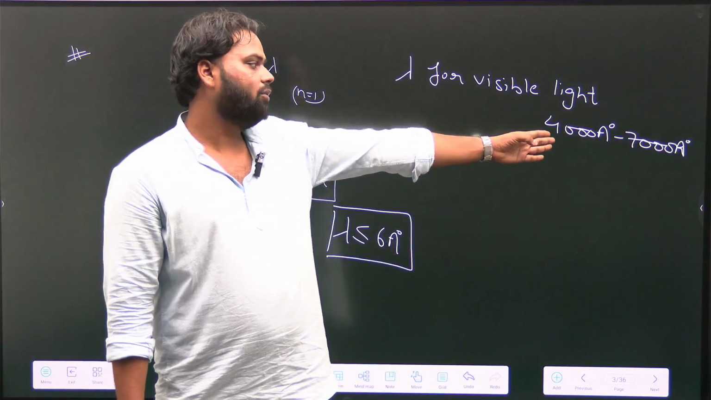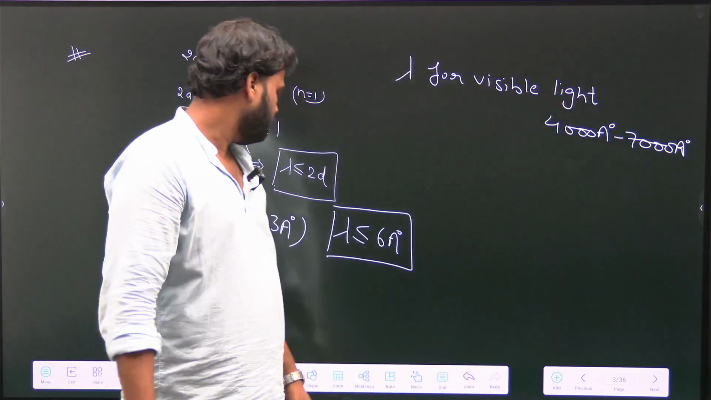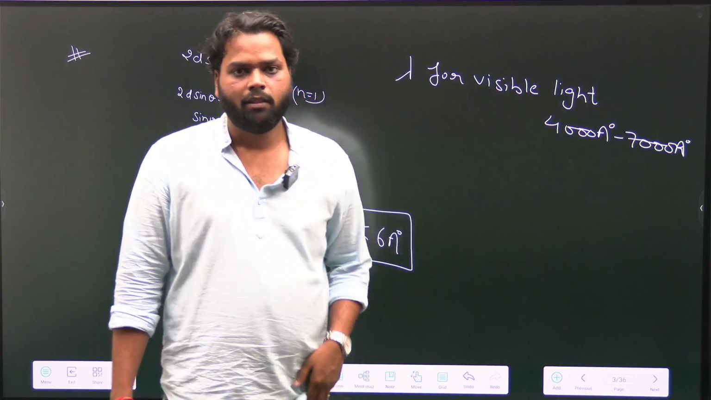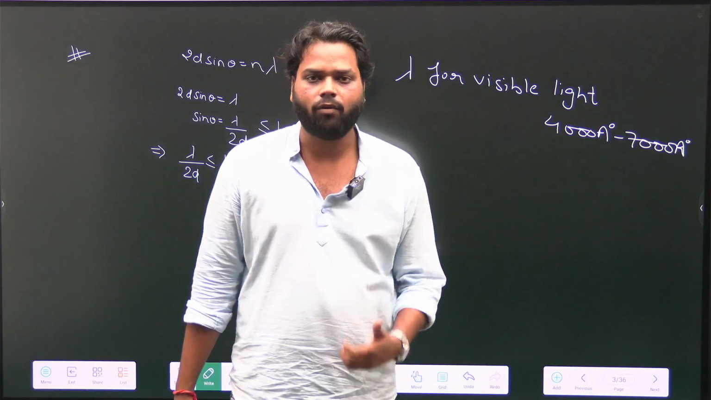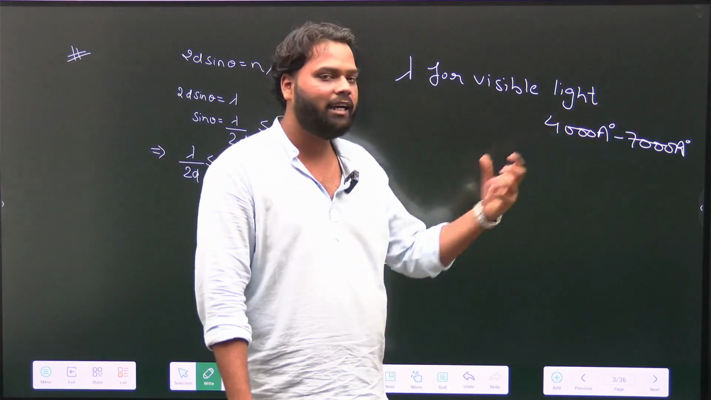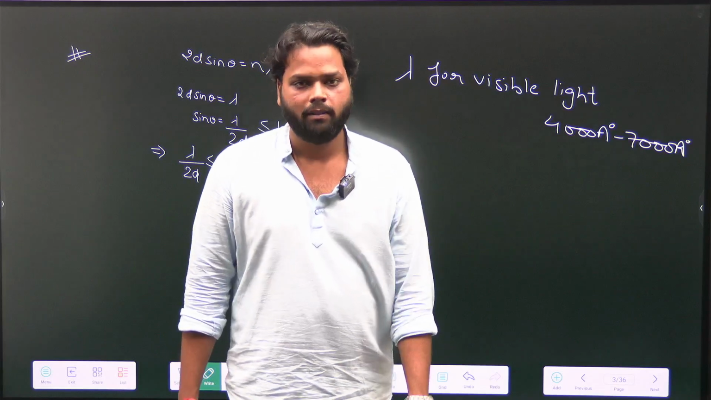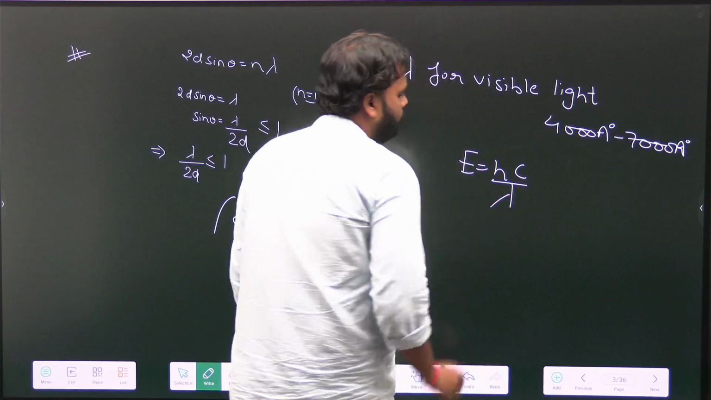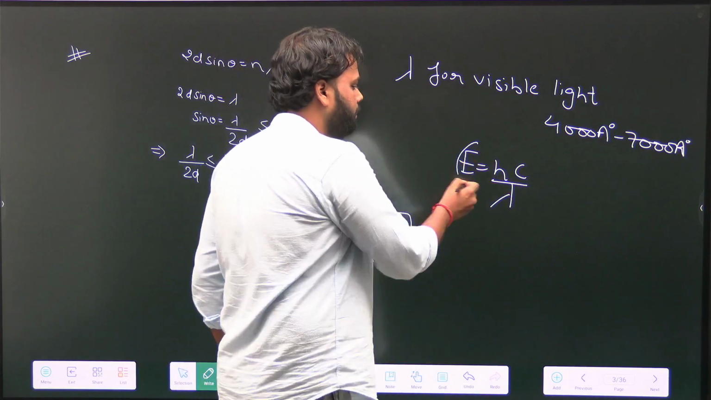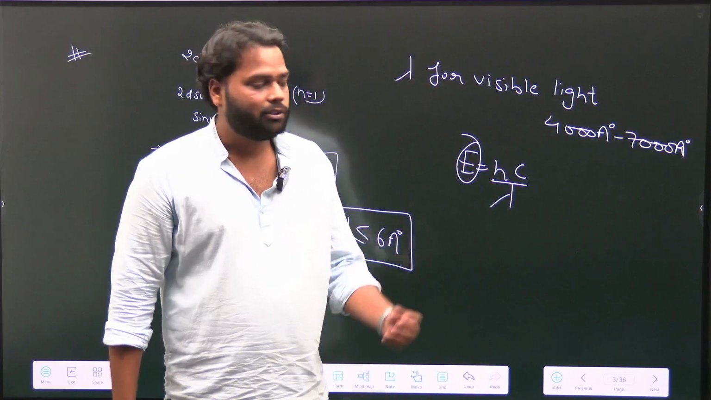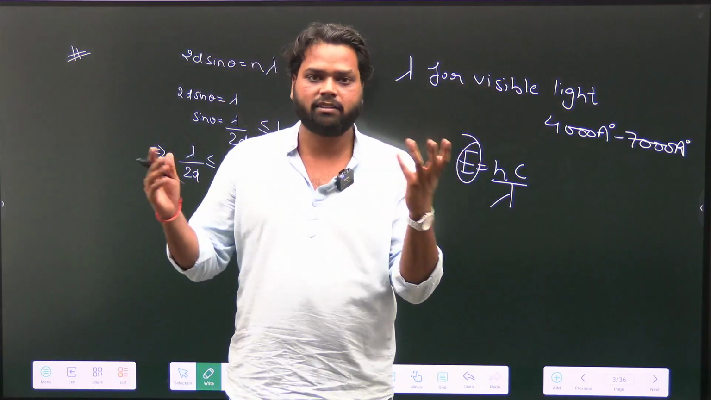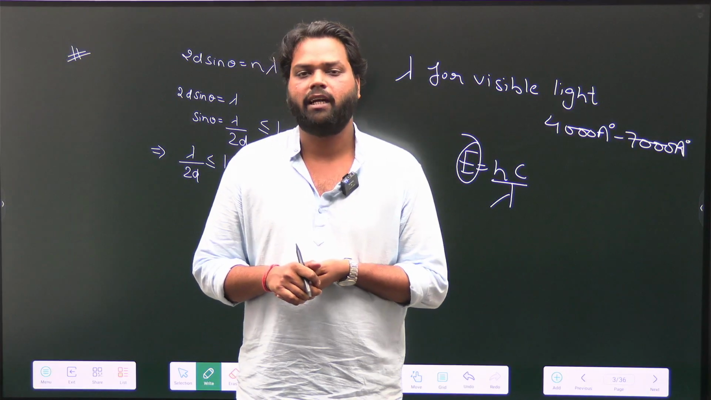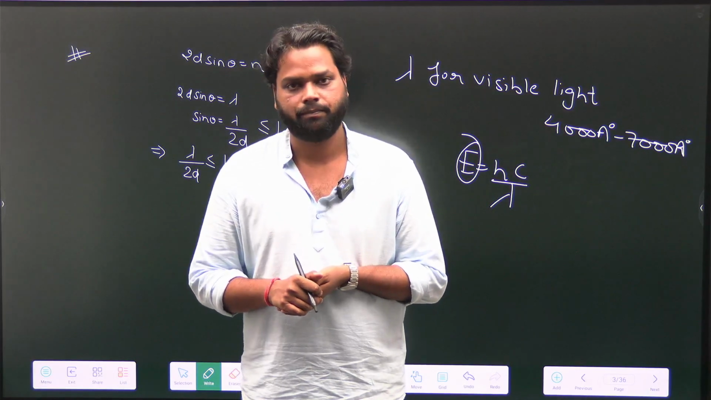And here the wavelength is much, much more, more than 1000 times more. So the wavelength of visible light is larger. What is it suggesting? It is suggesting the energy of visible light will be low. We all know that E is equal to hc by lambda. So whose lambda is greater, their energy will be less. So visible light does not have a sufficient amount of energy to perform the XRD. That's why visible light cannot perform the X-ray diffraction.